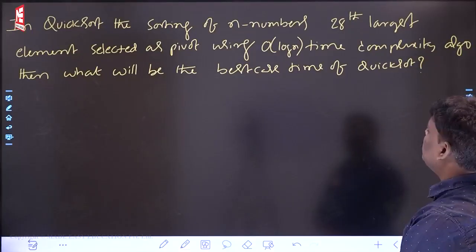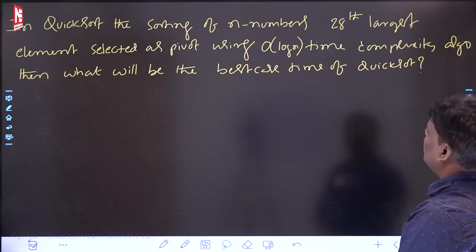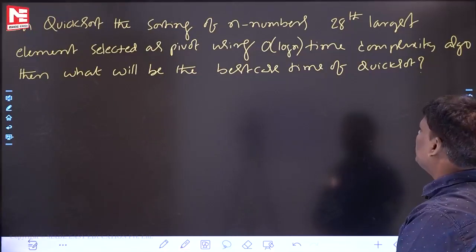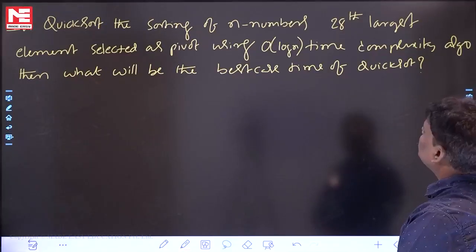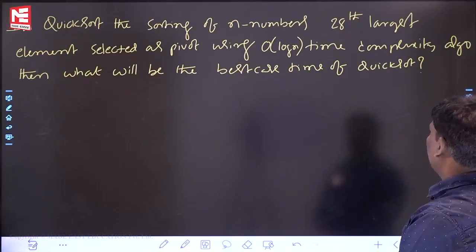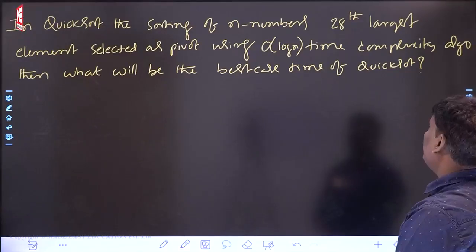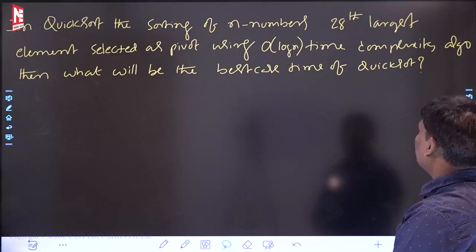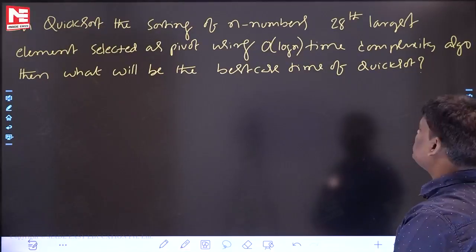28th largest element using order of log n time. How they did it is not my goal. That is the reason I am not thinking about it. Something they have written, I have to use it. If they ask me how you are finding the 28th largest element in order of log n, if that is the question, I will think about it.